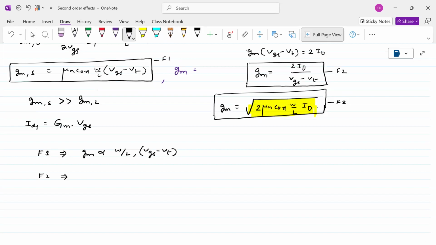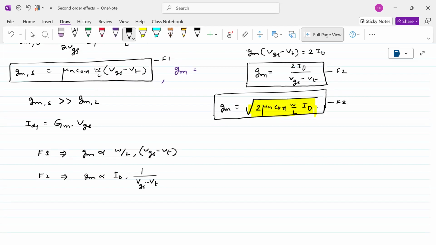What is the second form? GM is proportional to ID, but it is inversely proportional to VGS minus VT. So look, there is a conflict here. In the first case, GM increases by increasing VGS, but in the second case, GM is increased by decreasing VGS.